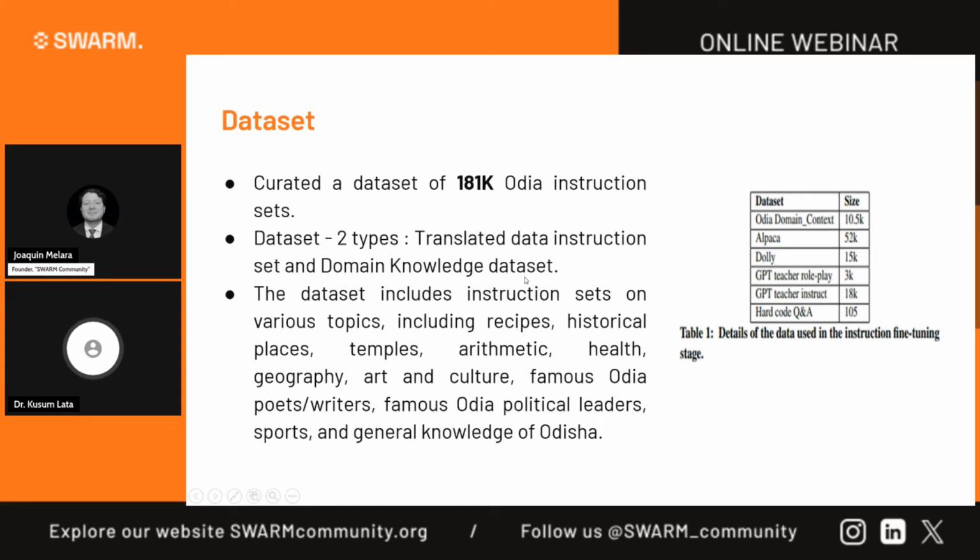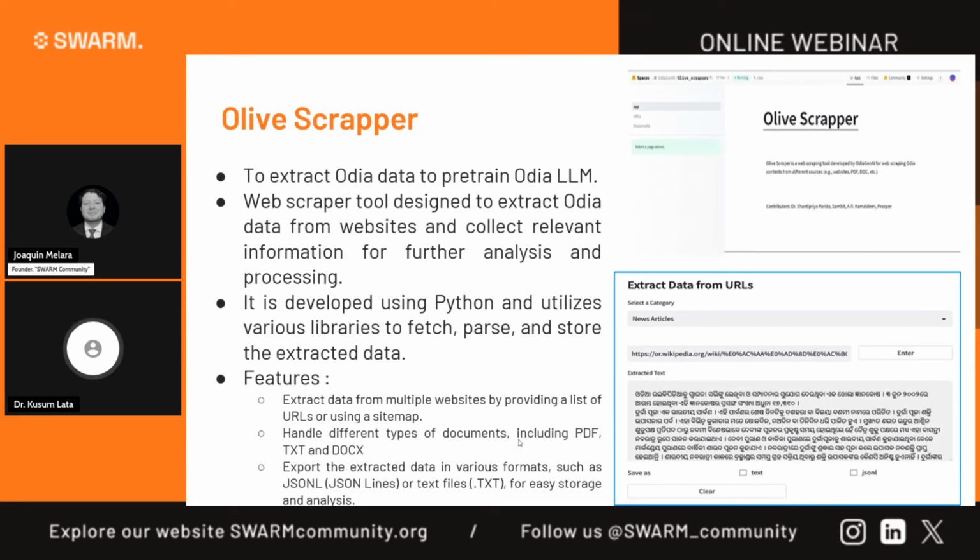So this is the translated data, the instruction set that we have created by translating into Odia. The domains we have included are historical, temples, arithmetic, health, geography, and the cultural information of Odia: Odia writers, famous Odia poets, political leaders, sports, and general knowledge of Odisha. All these we have taken in the dataset.